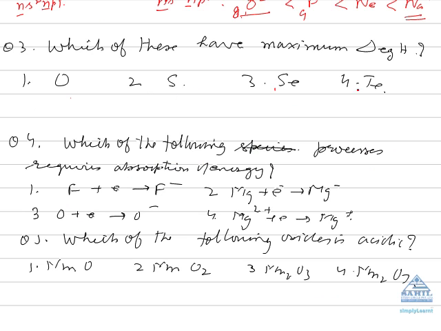Oxygen, sulfur, selenium, tellurium. Dear students, in this group, electron gain enthalpy of oxygen is minimum, although it should be maximum. You must know it is an exception. Third period element, like sulfur, has more than oxygen. Chlorine has more than fluorine.